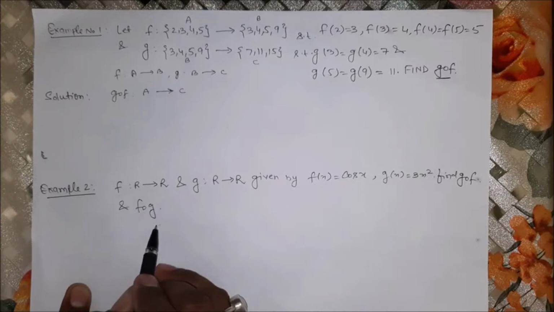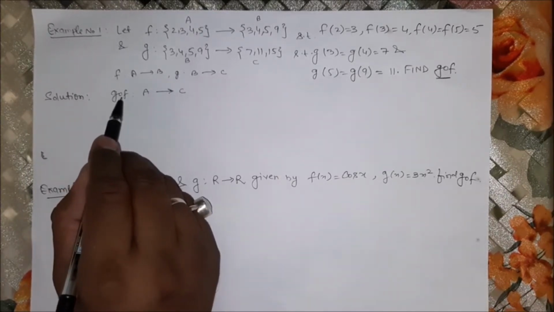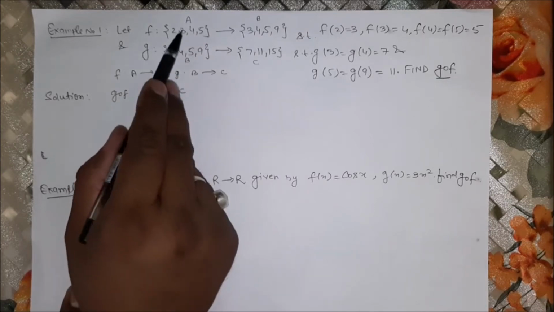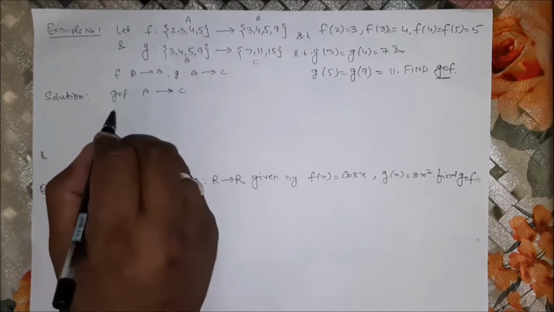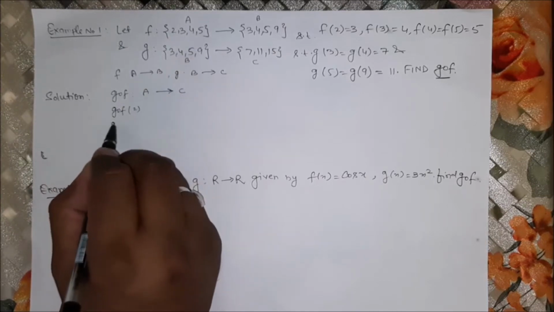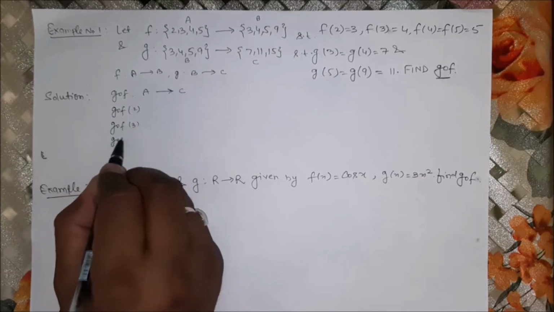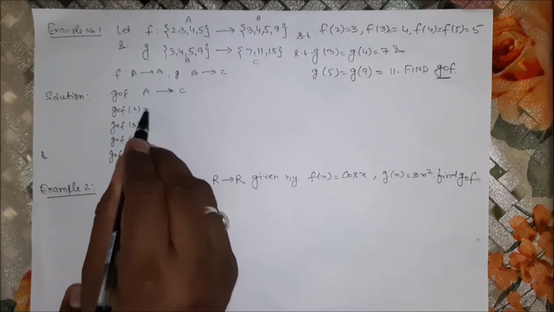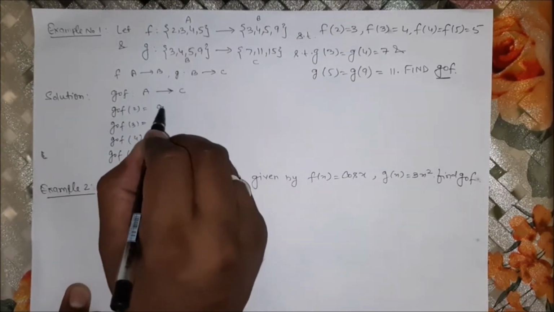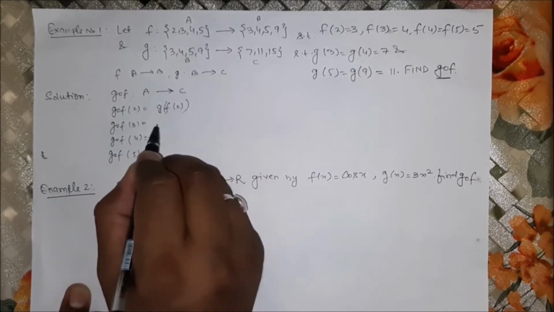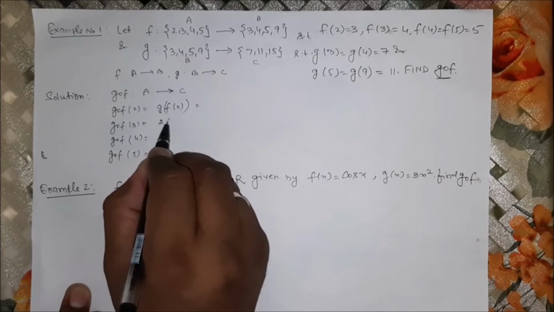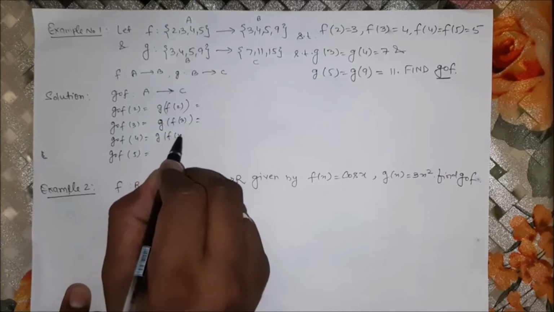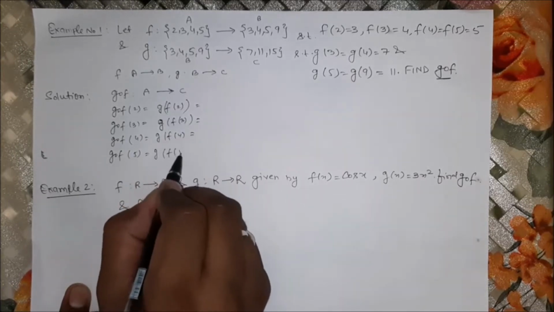Okay, so now what we will do? We will find the value of GOF by taking the elements of set A. Now set A contains elements 2, 3, 4, 5. So first of all we will find GOF of 2, then GOF of 3, then GOF of 4 and then GOF of 5. We will evaluate these four values. You can see this is g of f of 2, and this is g of f of 3, g of f of 4 and g of f of 5.